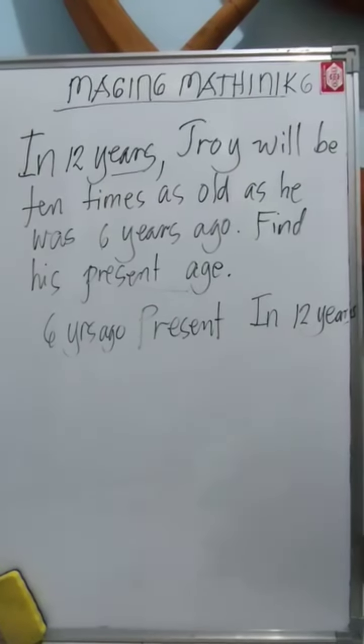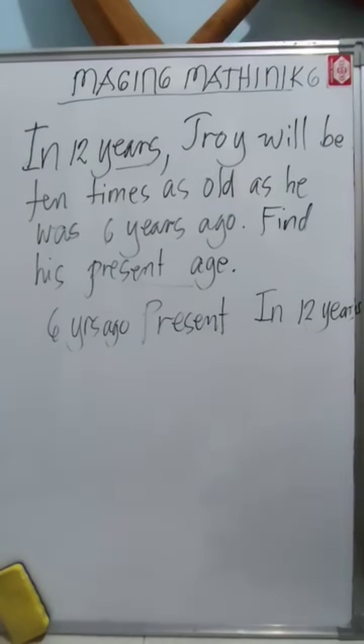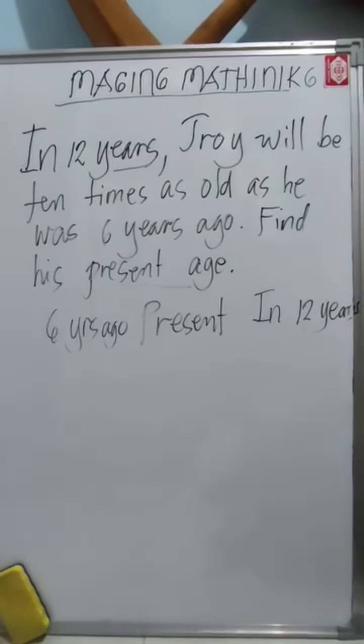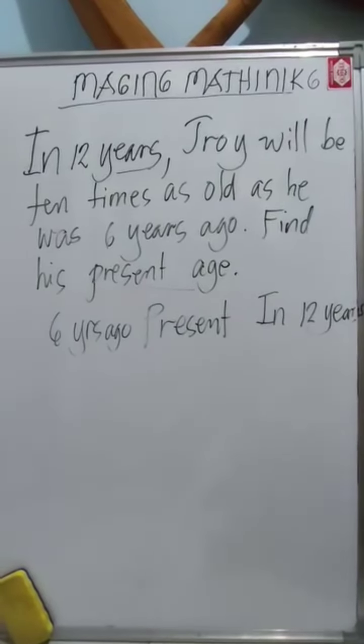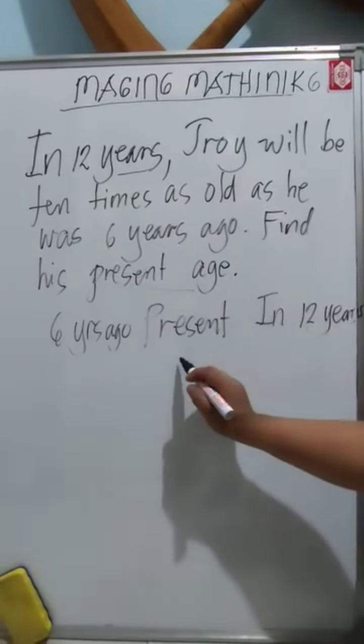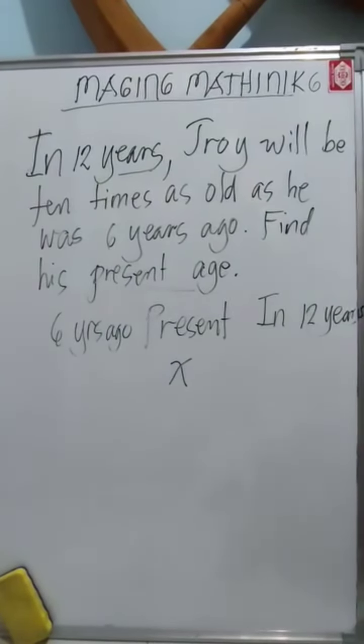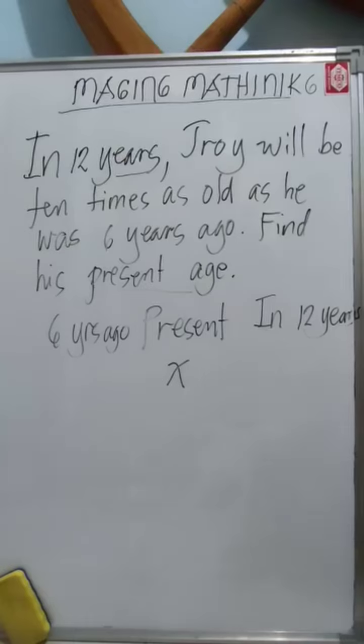The first step is, of course, to understand the problem. And then the second is to represent or to denote using variables. So what do we need here? We need the present age. So we denote the present age as x. Napaka-importante po ng variable na x in solving math problems.